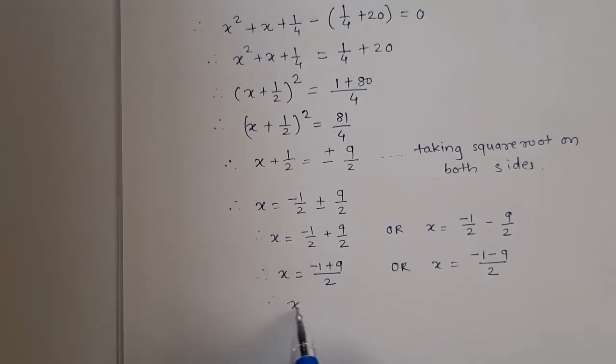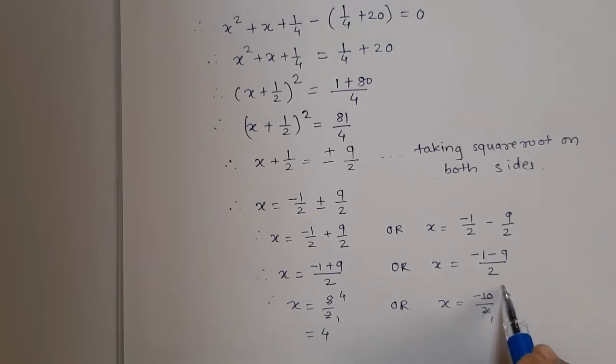That means x equals 8 upon 2 equals 4. 2 1s are 2, 2 4s are 8. Or x equals minus 1 minus 9 means minus 10 upon 2. 2 1s are 2, 2 5s are 10. So x equals minus 5. In this way we are getting the solution 4 and minus 5. So we can say that 4 and minus 5 are the roots of the given quadratic equation.